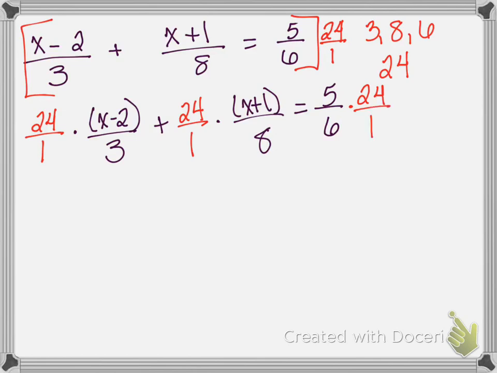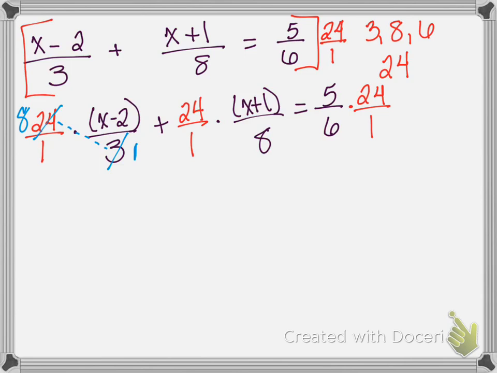We are going to focus on our cross cancel again. This is where students get confused and make mistakes. Okay, the number that goes into both of those is 3. 3 goes into 3 one time. 3 goes into 24 8 times.